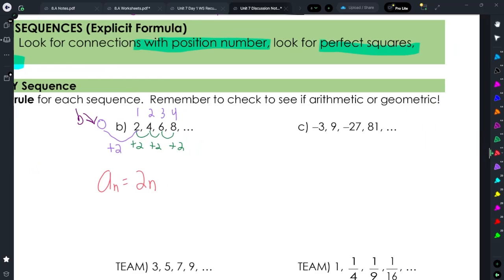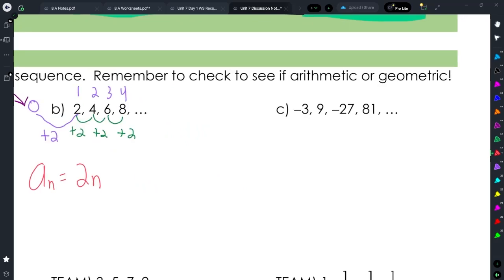Right, now with letter C, we have 3, negative 3, 9, negative 27, positive 81. When you see alternating signs like that, that is a clue that you're multiplying by a negative number, because a negative times a negative gives you a positive. So in this one, we're multiplying by negative 3 each time.